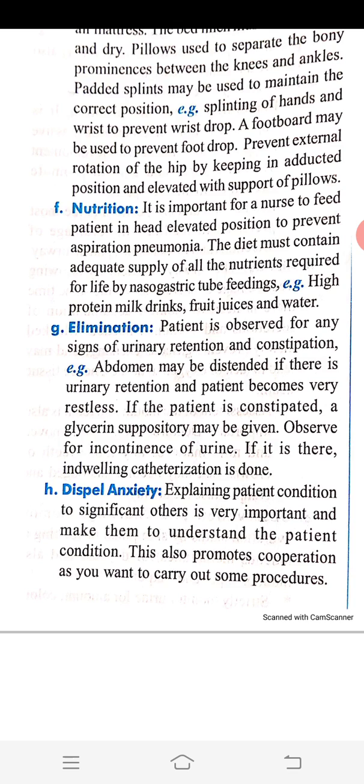And if the patient is constipated, then we give a suppository, and observe the patient for incontinence of urine. If it is there, an indwelling catheter is done.